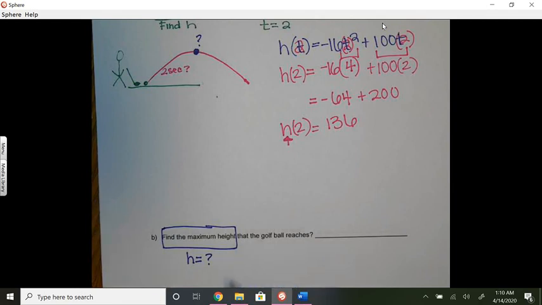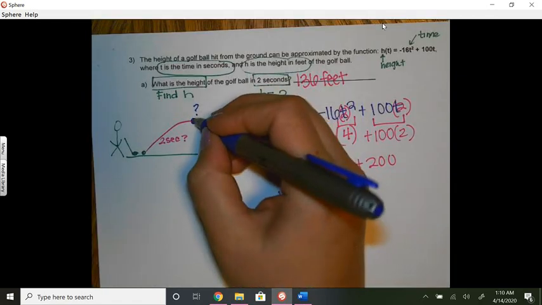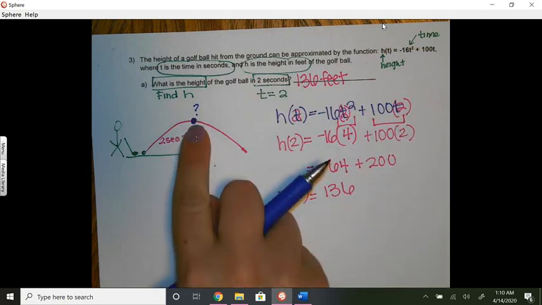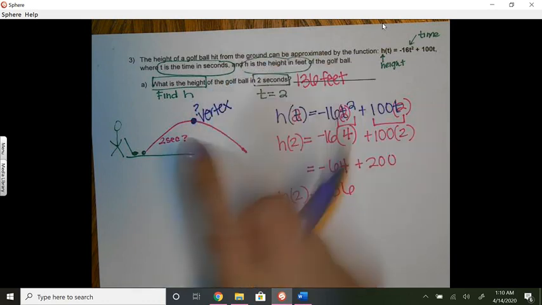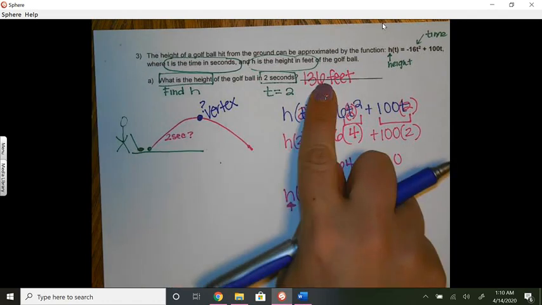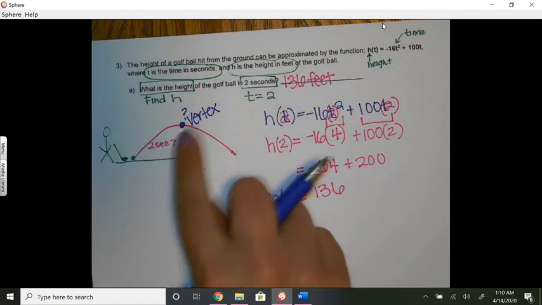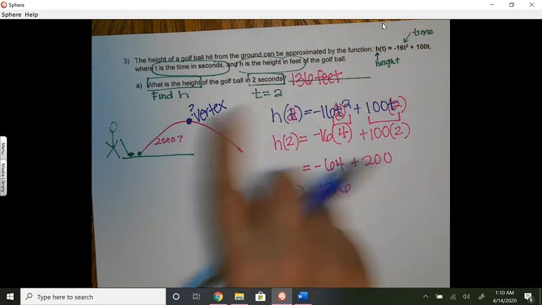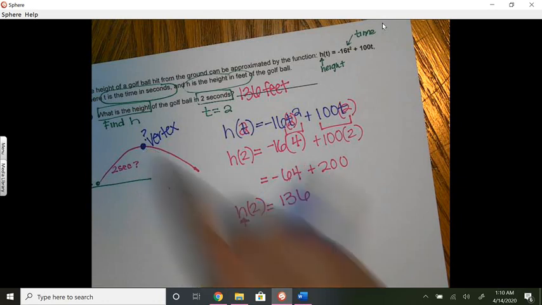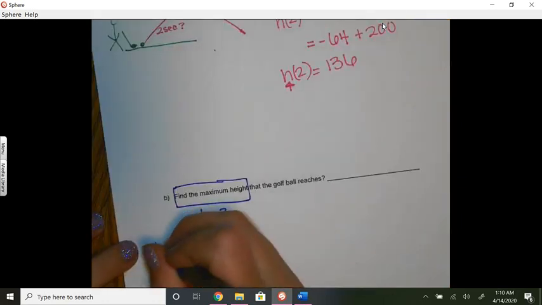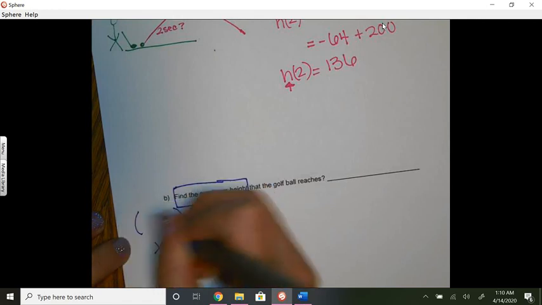Now notice they didn't give me any number in this problem to plug in. Well, that's because we have learned in section 9.5 how to find this point right here. It's called the vertex. So it's asking us to find the vertex. So we know that in 2 seconds it's 136 feet. We want to know, what if that's the highest? Does it go higher than this? What is that highest point there? So we have learned to find the vertex, so the highest point.